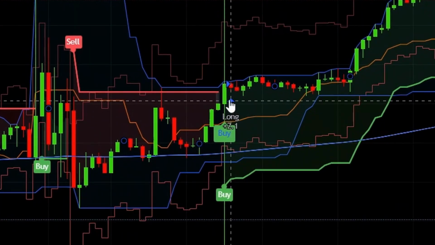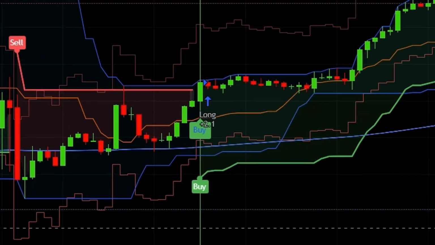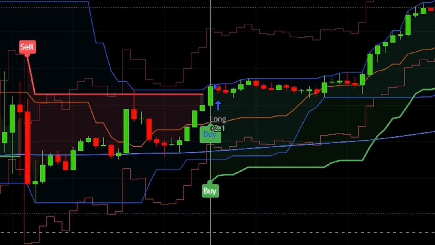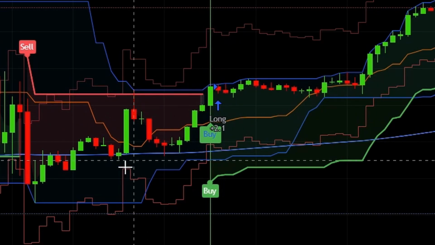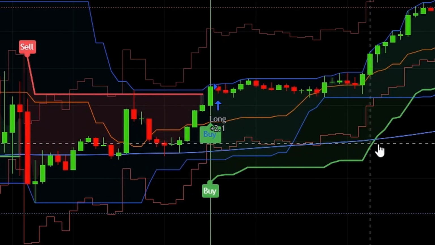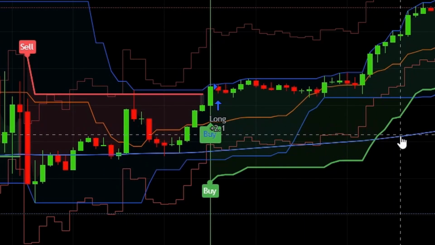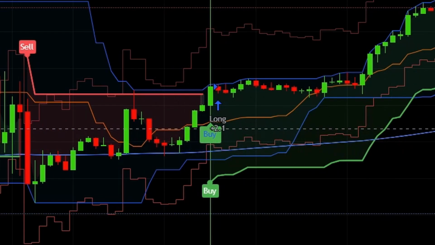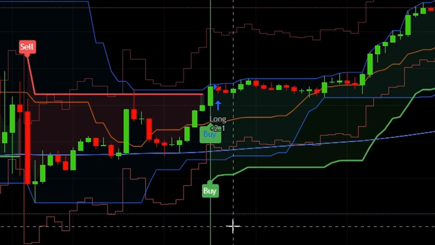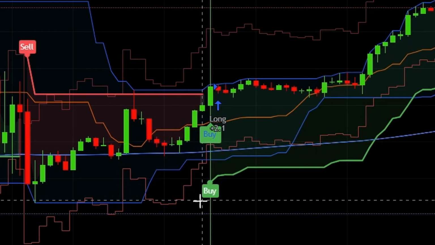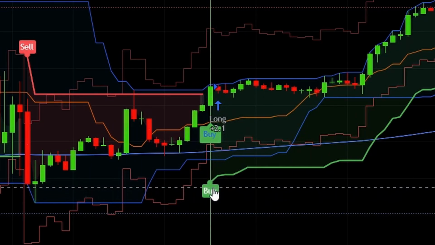And here our script enters into a long entry. So let's go over the rules for a long entry. For a valid long entry, first the price needs to close above the 225 length EMA, and that will be this white or bluish line. Then we need to get a buy signal from the super trend, which was printed right here.